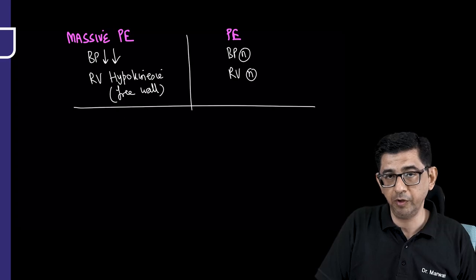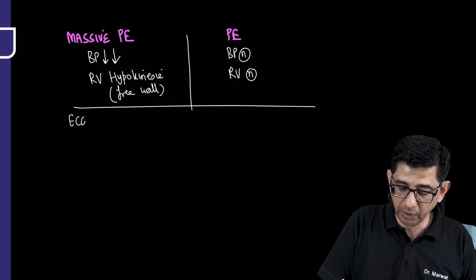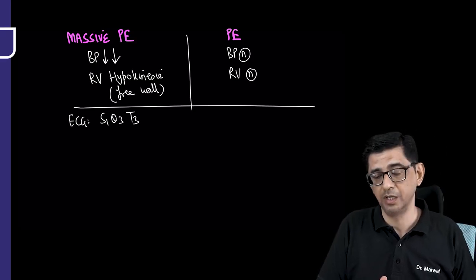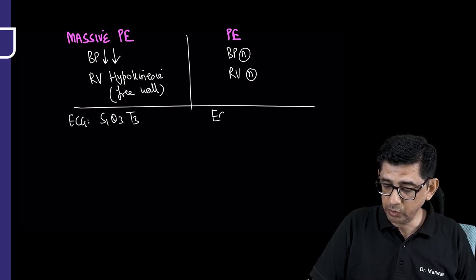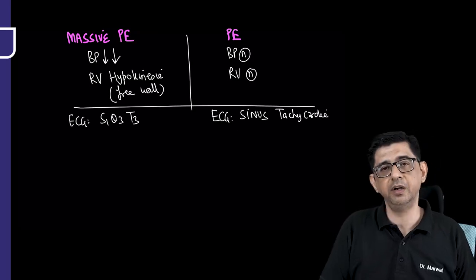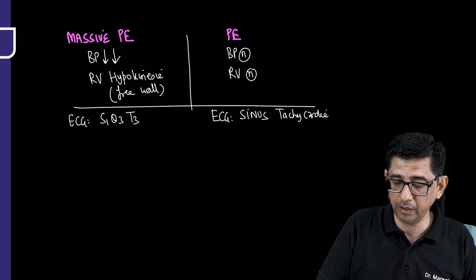Now on the left hand side for massive pulmonary embolism, if I'm going to do an ECG and I'm answering S1 Q3 T3, it definitely makes sense. But for the right hand side, if I do an ECG, then I'm not supposed to answer it as S1 Q3 T3. For that small clot or small perfusion defect, the ECG finding would be a sinus tachycardia.